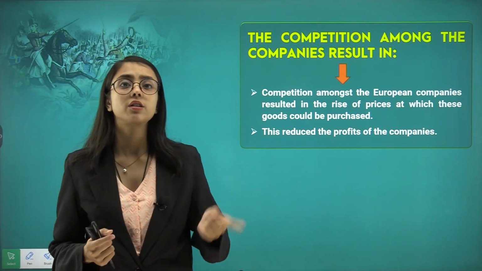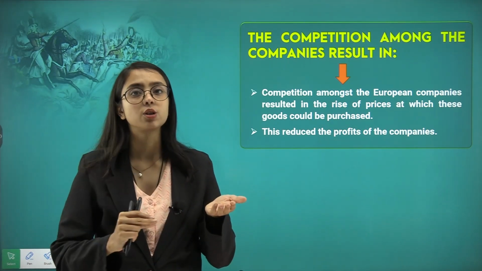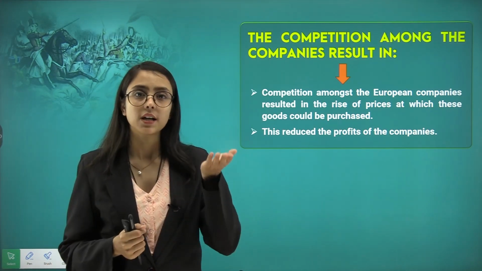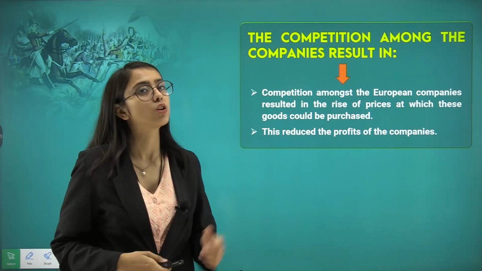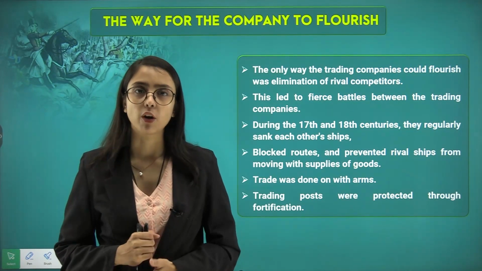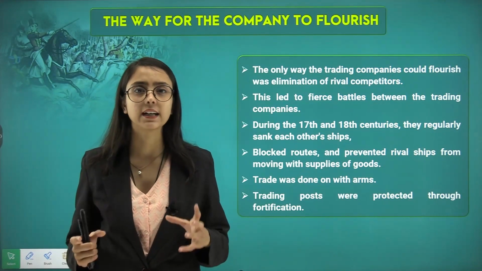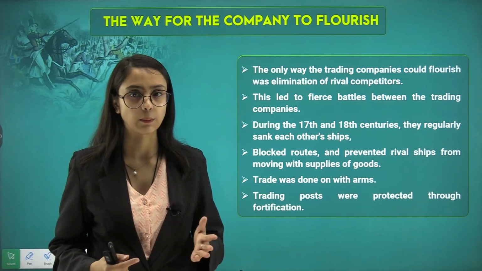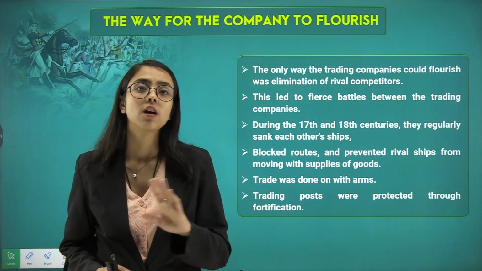So it was the opposite effect on the company. Since the prices rose, the profit margin reduced, because they could not increase the selling price ultimately. So the cost price increased, the profit margin decreased, and the selling price somewhere remained the same. So it was a loss situation for the companies. Now, amidst all these problems and the lack of profit margin, there had to be a way for the companies to flourish. So they needed to find some kind of solution so that the East India Company could flourish and make huge profits again. So the only way the trading companies could flourish was elimination of the rival competitors.